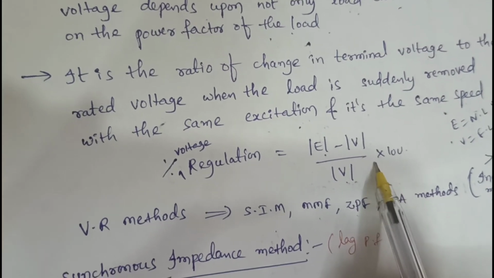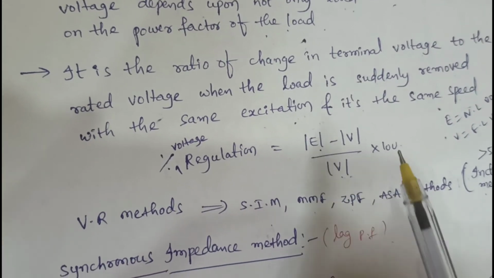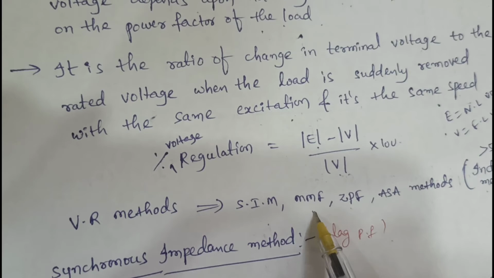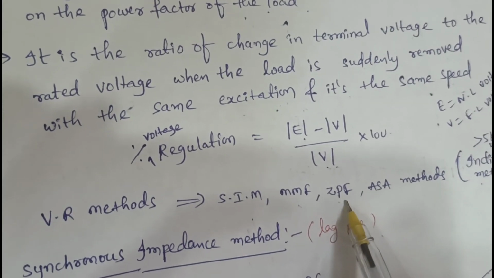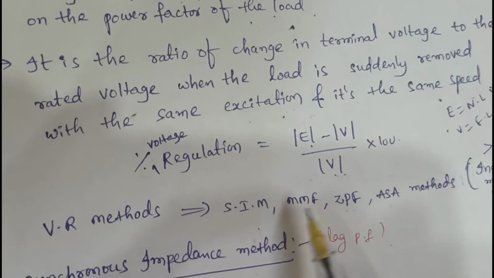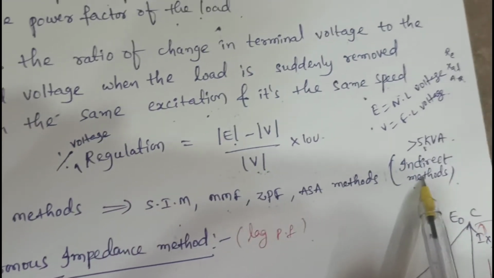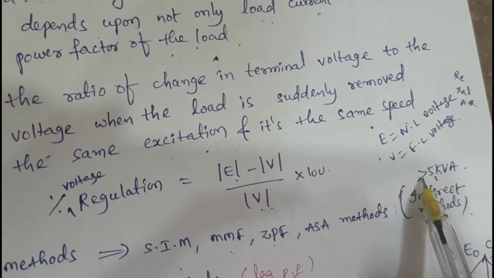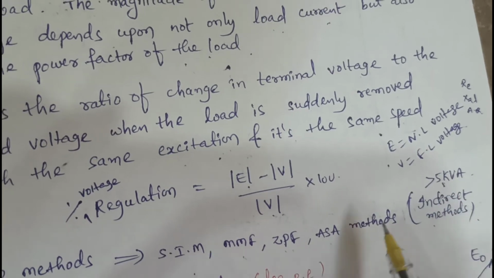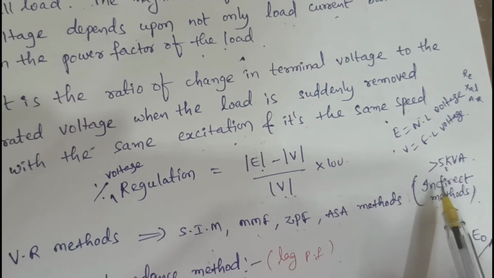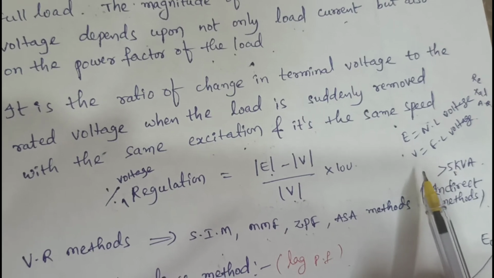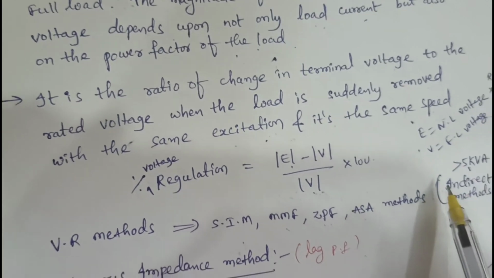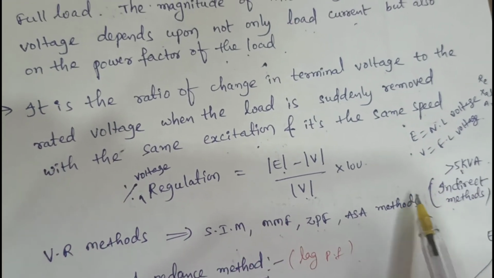To find the voltage regulation, we have some methods. These methods are the synchronous impedance method, the magnetomotive force method, the ZPF (zero power factor) method, and the ASA method. These are all indirect methods. They are applicable to alternators of more than 5 kVA. If the alternator rating is less than 5 kVA, directly apply the load test of the alternator. If it is more than 5 kVA, apply these methods.